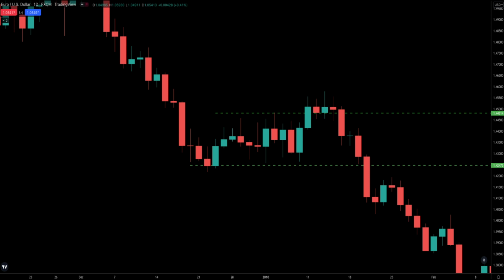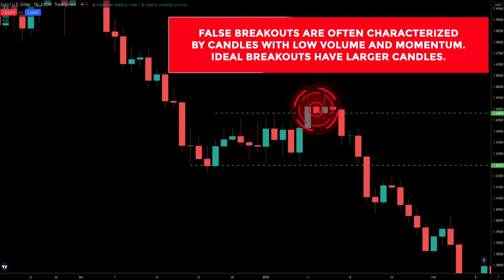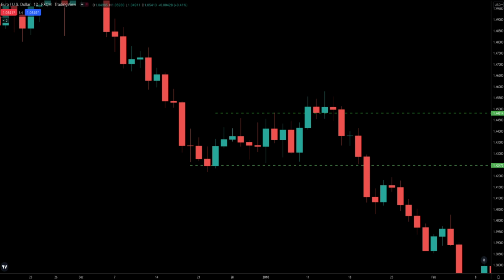Now, here are two ways to avoid it. Firstly, you need to examine the breakout candle itself. False breakouts are often characterized by candles with low volume and momentum. Ideal breakouts have larger candles. This shows the strength and explosiveness of the new trend and makes it more likely for the trend to continue. It could be one large candle or multiple medium-sized candles.